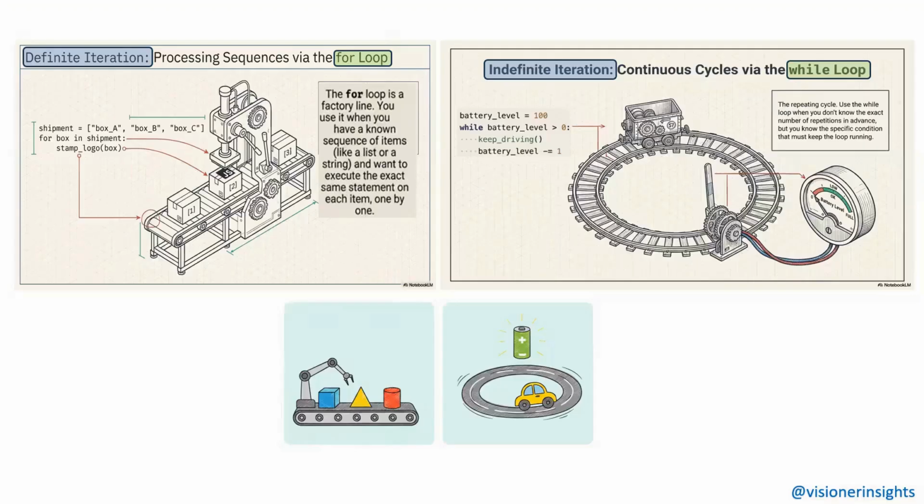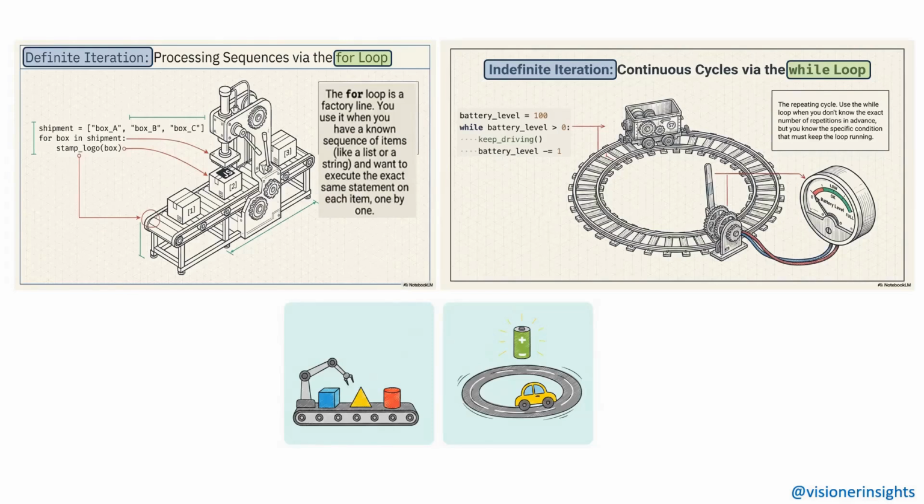Okay, so we can make decisions. What about doing things over and over again? That's where loops come in. And in Python, you've basically got two main flavors. First, there's definite iteration with a for loop. You use this when you have a known list of things to go through. Then there's indefinite iteration with a while loop. That's for when you just need to keep going until something changes.